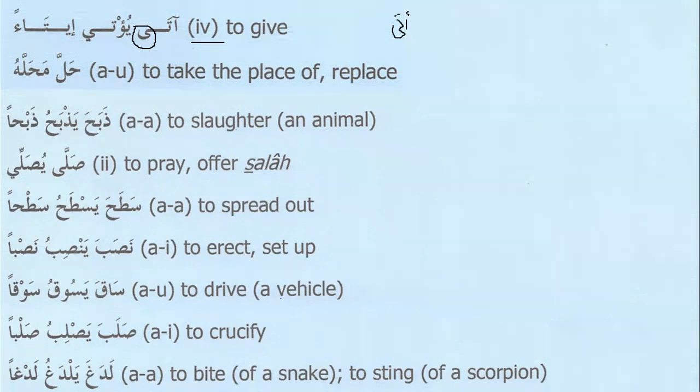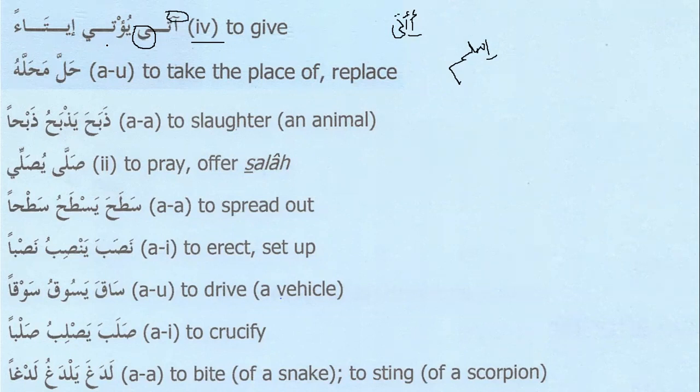Because basically, there is a combination of hamzatain. Aslama starts with hamza, right? And ata has hamza. So the combination of hamzatain changes into mad. So that's why it has become ata, yu'ti, ita'an.